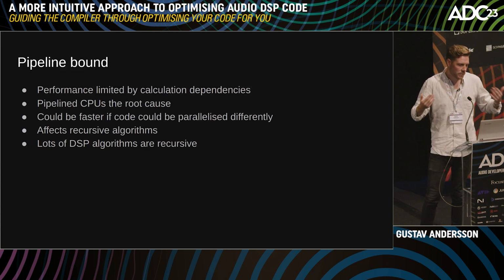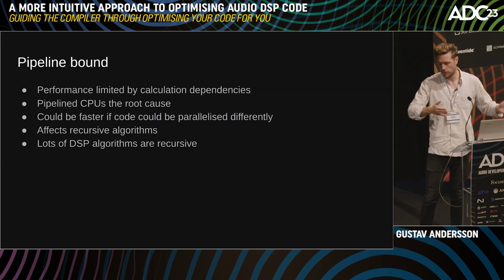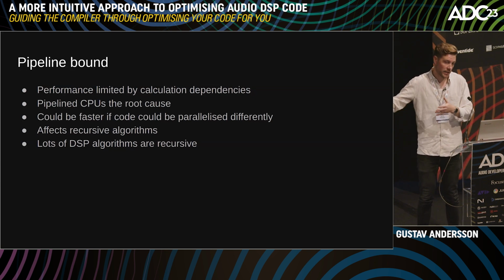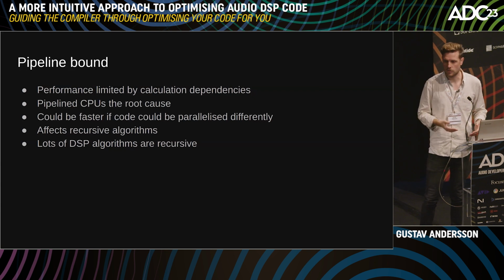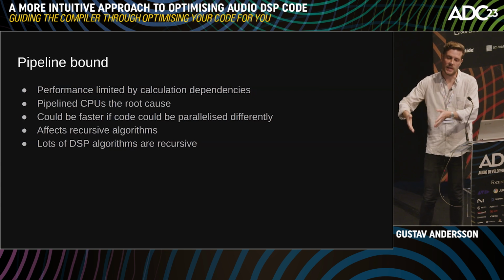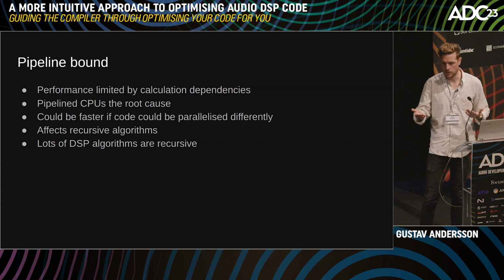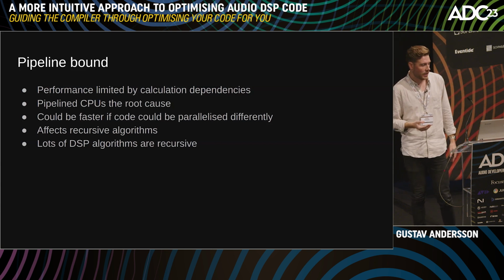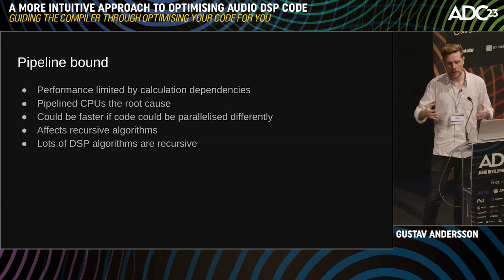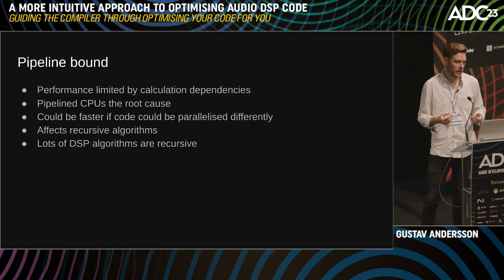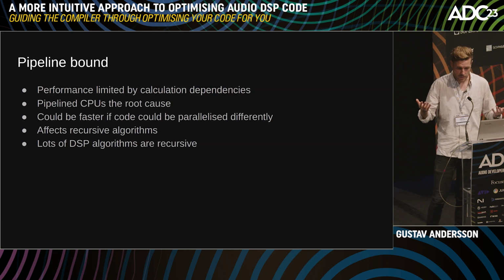The reason for this is that modern CPUs are heavily pipelined. So even if they can spit out one instruction every clock cycle, it takes maybe 10, 15 cycles for an instruction to finish. So if every instruction depends on the previous one, there will be a lot of waiting for them to finish. This affects recursive algorithms a lot because they have this data dependency. And we have a lot of DSP algorithms that are recursive. This is something that the compiler is often not able to optimize efficiently. But it could be faster if we could somehow break up these dependencies, or if we could parallelize along a different dimension or something.